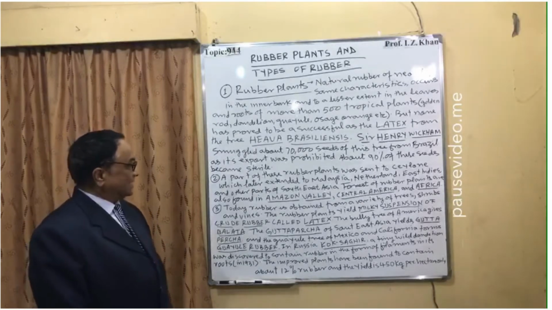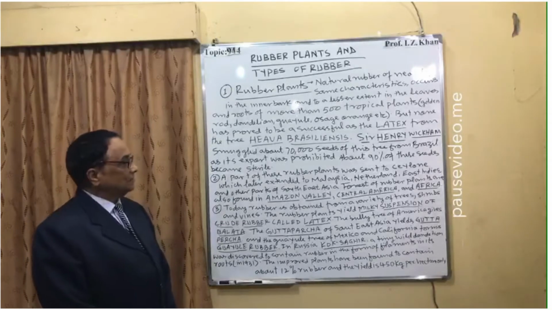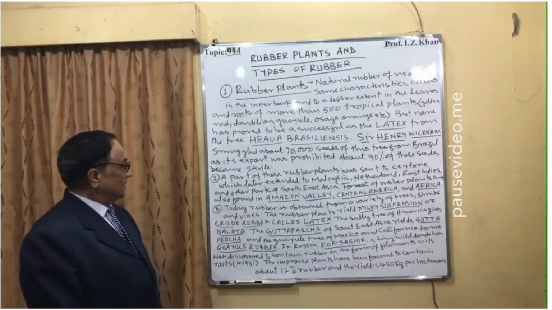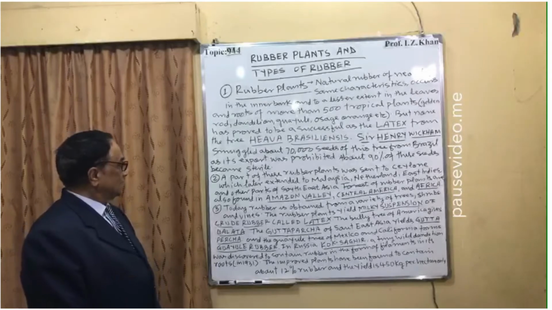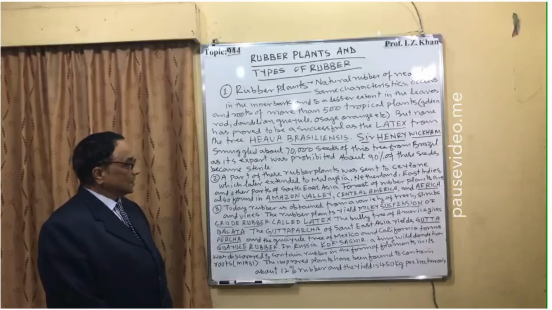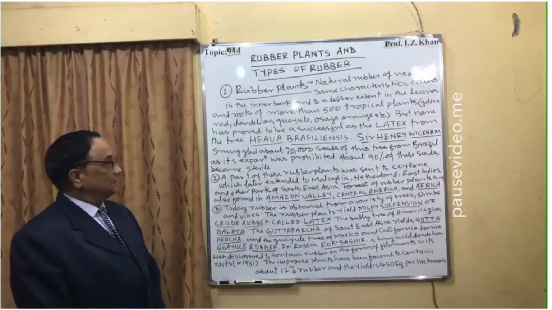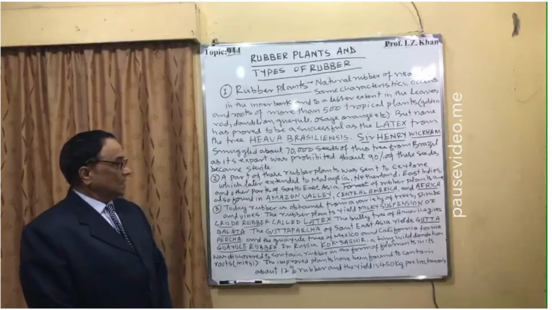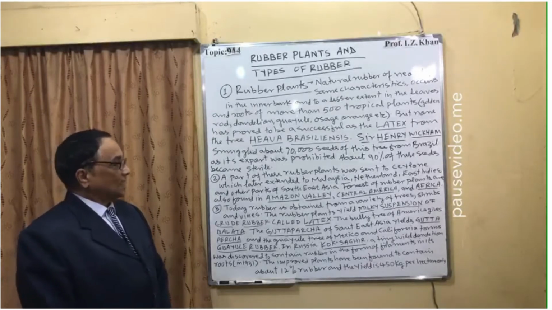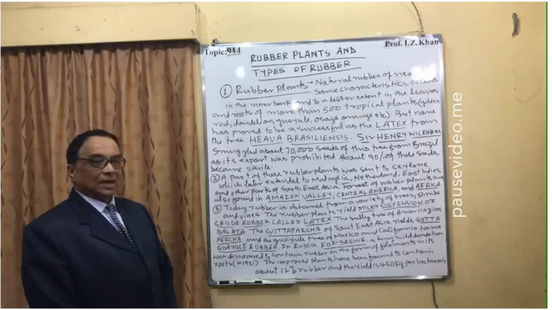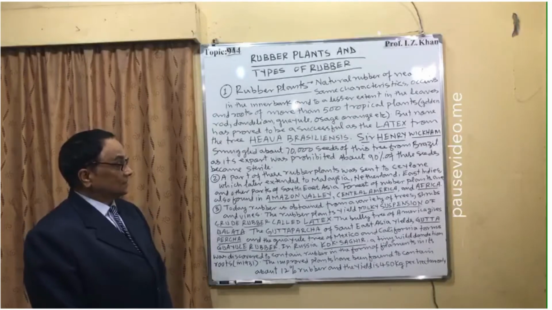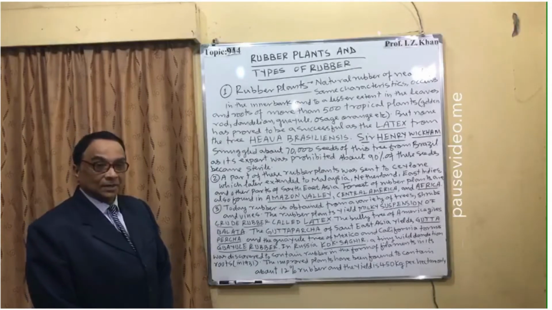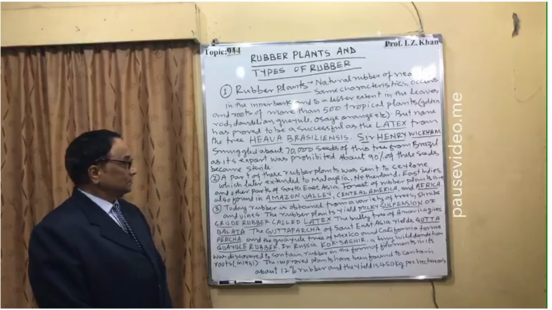Ceylon, which later extended to Malaysia, Netherlands, East Indies, and other parts of Southeast Asia. Forests of rubber plants are also found in the Amazon Valley, Central America, and Africa. So in these places we get the forests of the rubber plants.